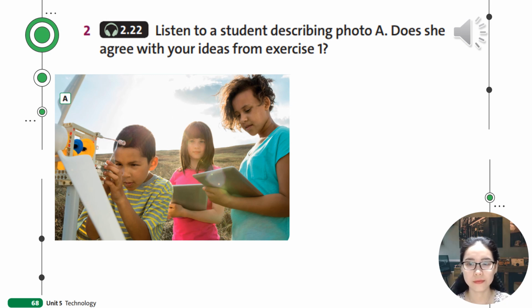Lesson 5G, exercises 2 and 3. This photo shows 3 young students in a big field. It could be a science lesson. Their teacher might have asked them to do a project about the weather. The 2 girls are holding tablets, and the boy is checking a piece of equipment. It looks like something to do with measuring wind. The girls might be recording some results or measurements on their tablets.